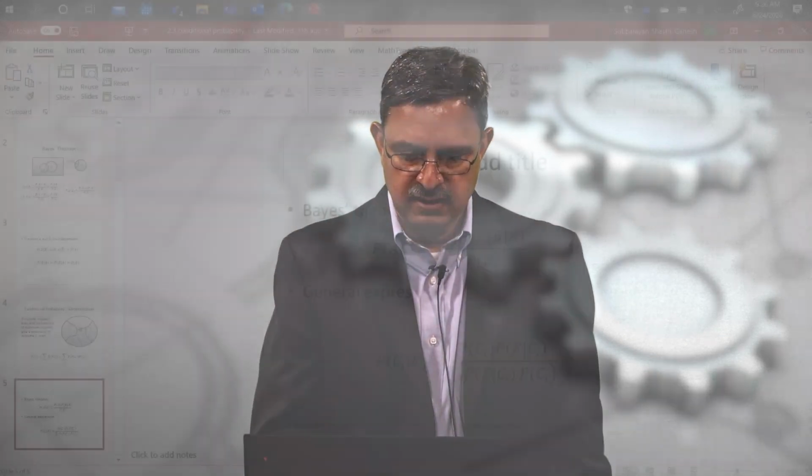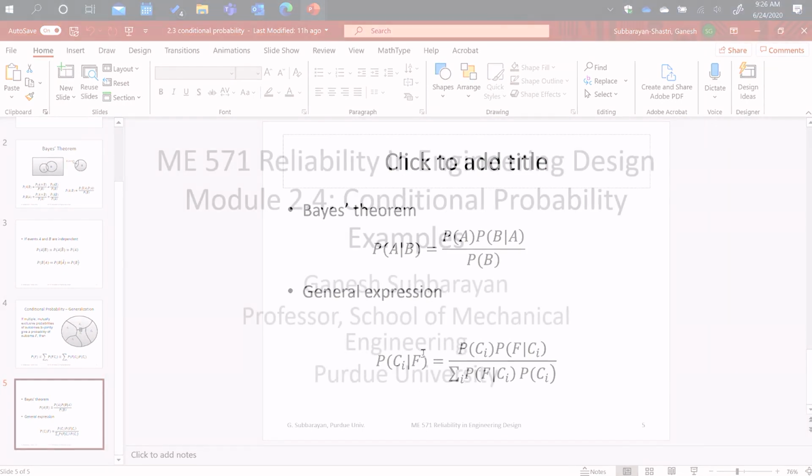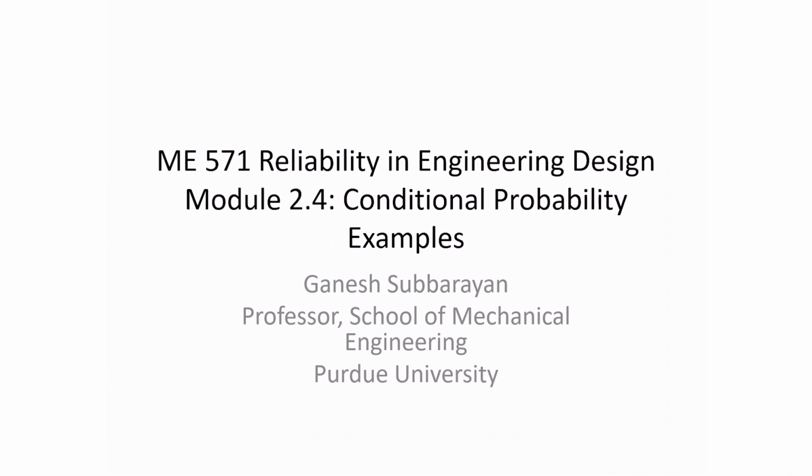Okay, in module 2.4, we are going to work out examples of conditional probability. So we saw in module 2.3 the definition of Bayes theorem and the general expression for Bayes theorem when we have multiple mutually exclusive events Ci leading to, in our context, failure F. So we are going to apply these concepts in module 2.4.